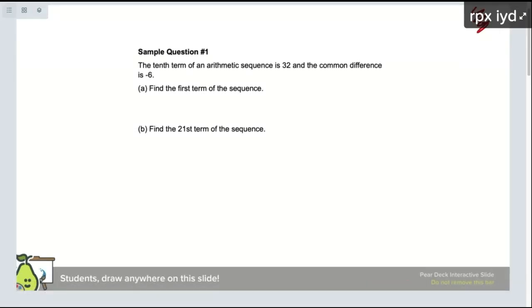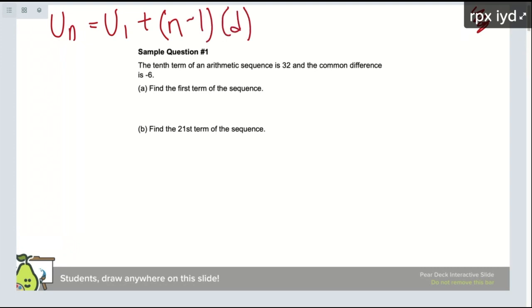With the formula, Un, that's the term I'm looking for, equals the first term plus the place of the term I'm looking for. So if this Un was a 5, 5 would go here. For this problem, it says a 10th term, so a 10 would go here. Minus 1 times the difference. So I know difference equals -6. I know U10 equals 32. I need to find out what U1 equals.